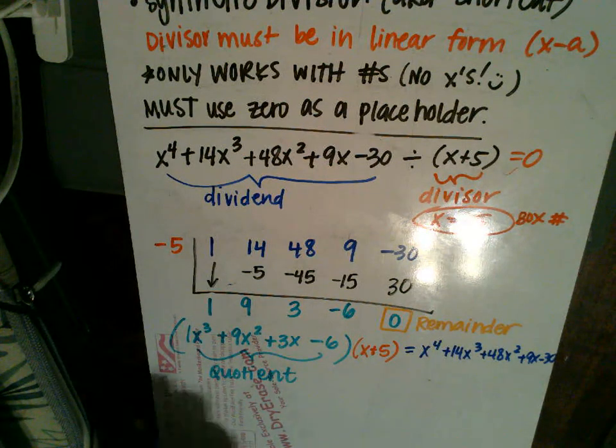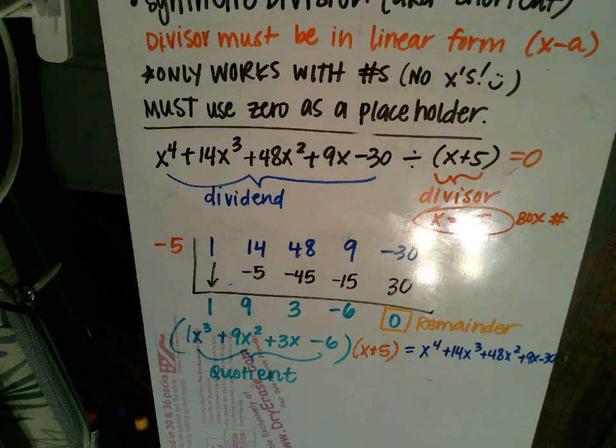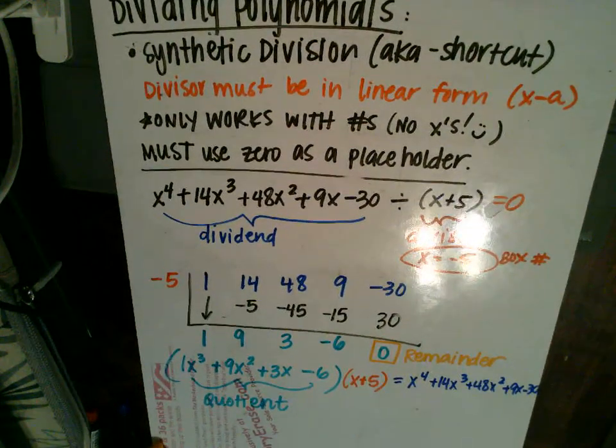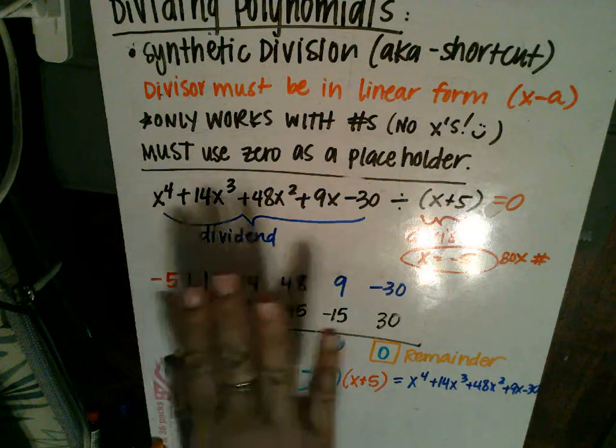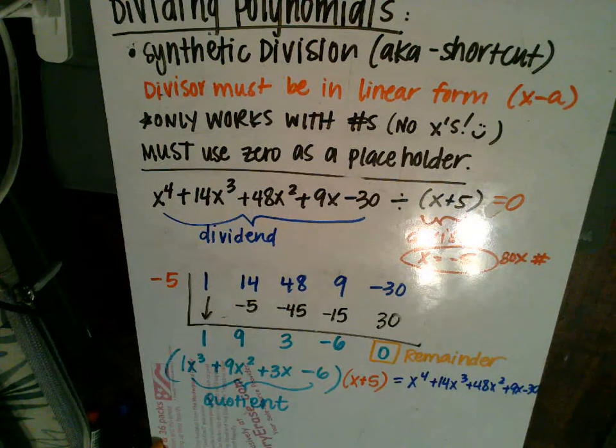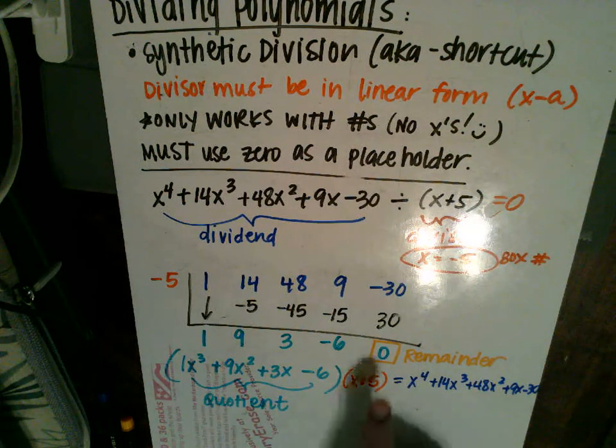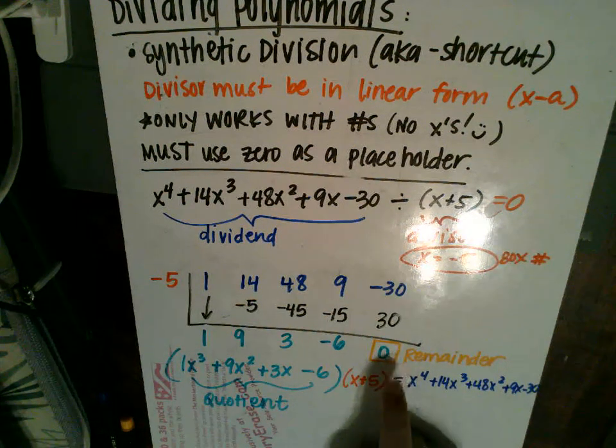Let's do one more example where the remainder is not 0. Okay, so remember, synthetic division is a shortcut. This was much faster, way less writing and much faster to actually perform than long division of just as long polynomials. So let's do another example. There will still be a dividend, there will still be a divisor, but this time our remainder will not be 0.